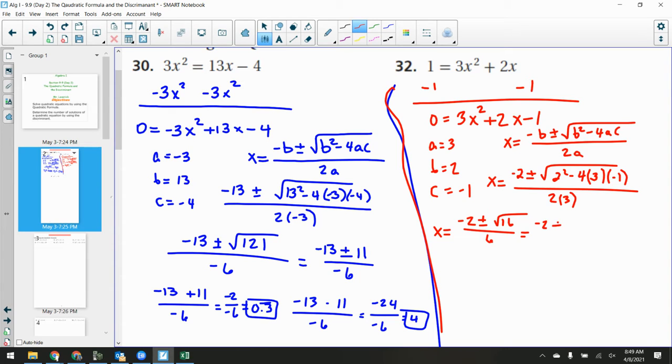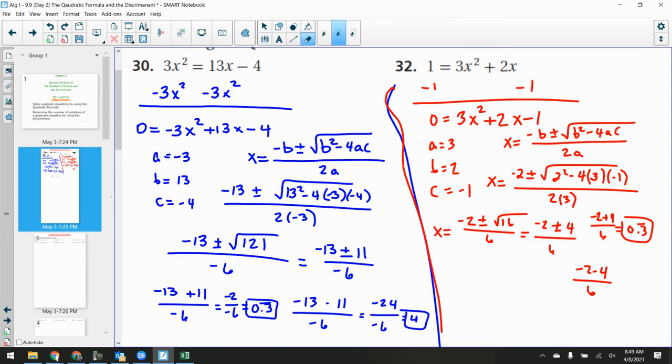All right, now the square root of 16 is 4. So -2 plus or minus 4 all over 6, which gets me -2 plus 4 over 6, and -2 minus 4 over 6. So -2 plus 4 over 6 is 2 over 6, which again, that's that 1/3 again, isn't it? 0.3 repeating. Oh no, that's 2/3. Excuse me, 2/3. So 0.6 repeating, or 0.7 if you wanted to round it. And then -2 minus 4 is -6 over 6, which is -1.